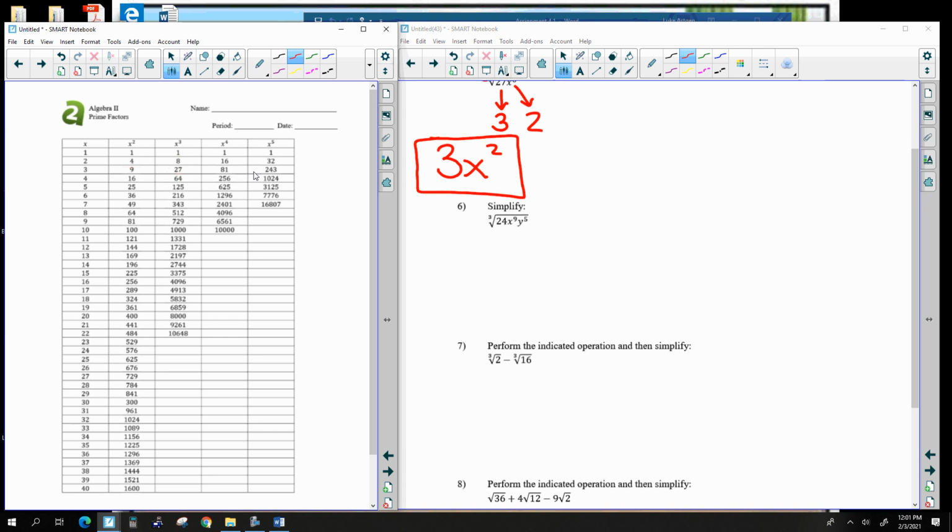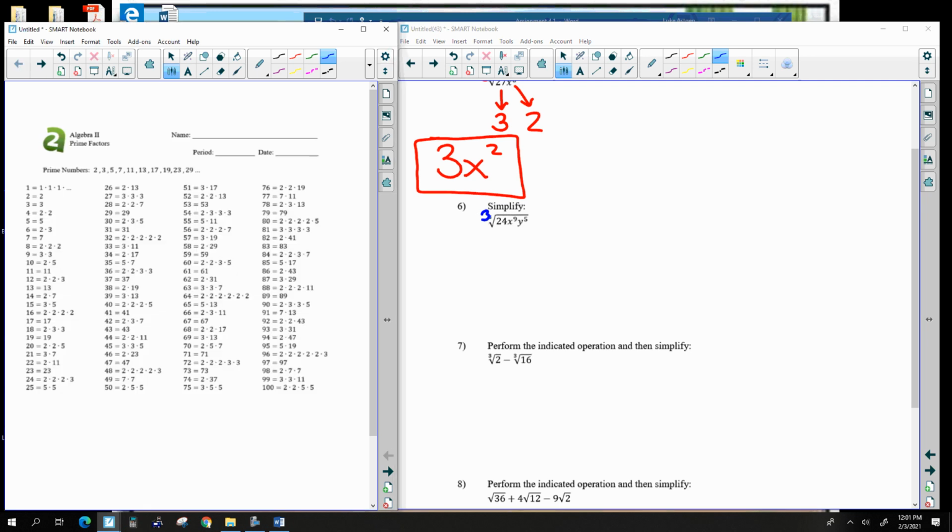All right, number 6. Again, this is a third root. So I see if I get lucky, look for the number 24. The number 24 is not in the third root. So let's go back to those prime factors and take a look at this. 24, I notice, is 2, 2, 2, 3.